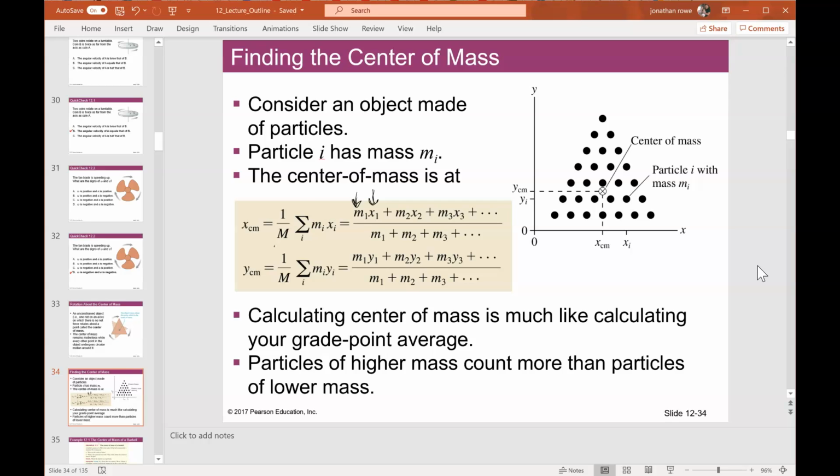That's the same thing that's written here: the sum of all those masses times positions, times 1 over the total mass. You do that for the horizontal direction and for the vertical direction to get an overall point, an ordered pair, for the center of mass of an object.